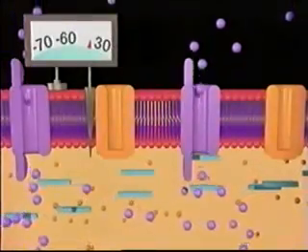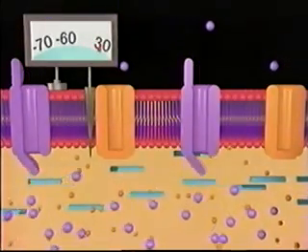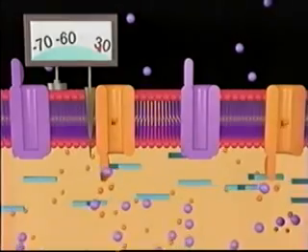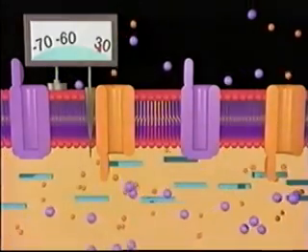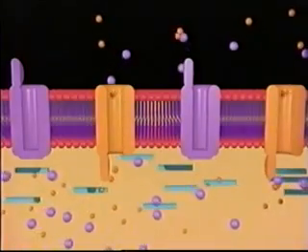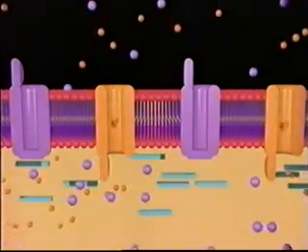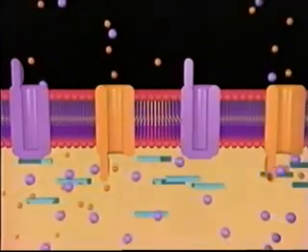When the transmembrane potential reaches positive 30 millivolts, the sodium channels close. The voltage-regulated potassium channels, now fully open, then allow potassium ions to flow out of the cell, a movement driven by both chemical and electrical gradients.